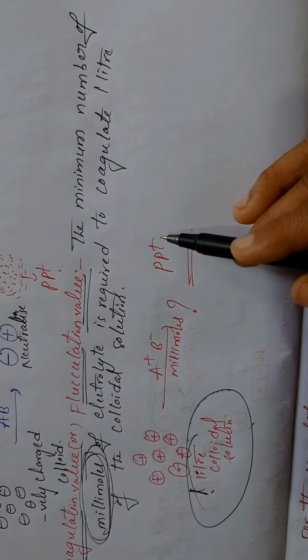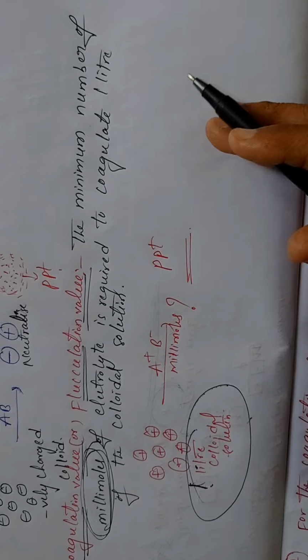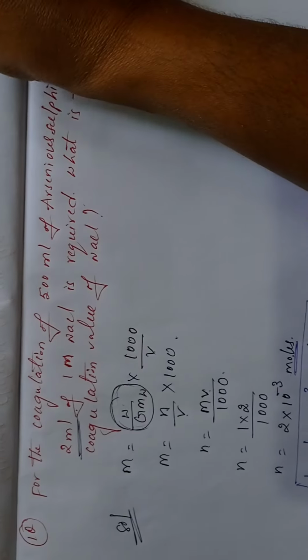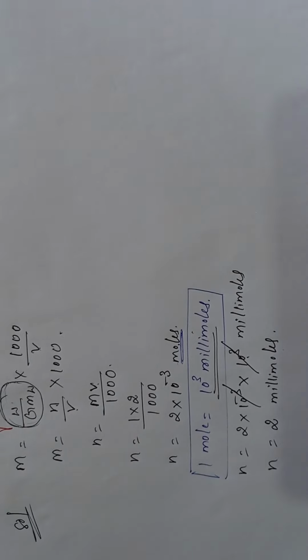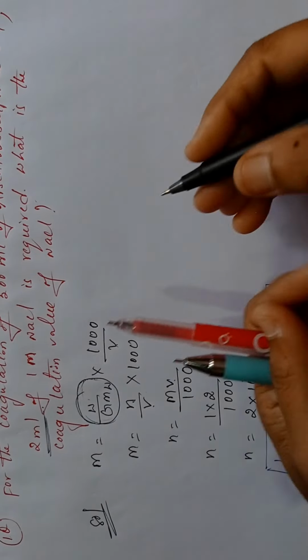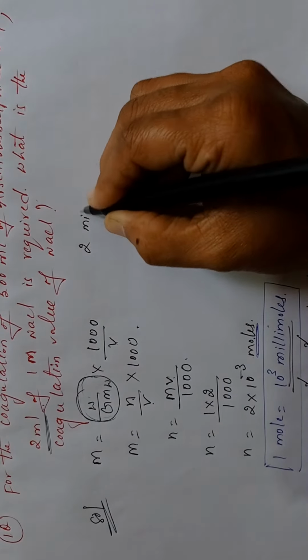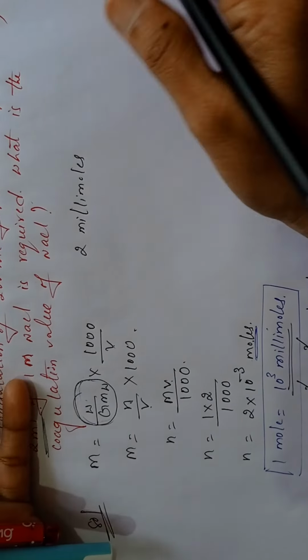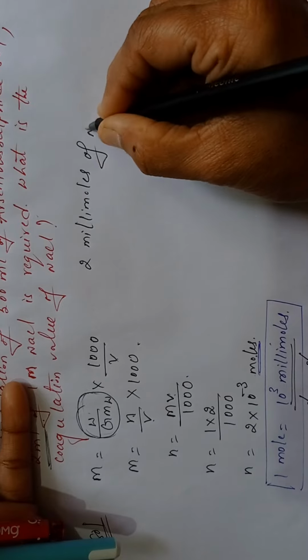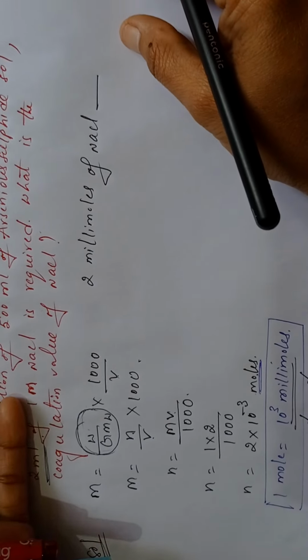Okay, to coagulate, how many millimoles of electrolyte is required? We have to find it, students. Now see, here we got 2 millimoles. So that's why here we are writing: 2 millimoles of electrolyte, 2 millimoles of NaCl is required to coagulate.